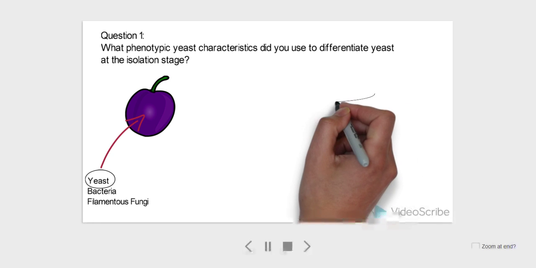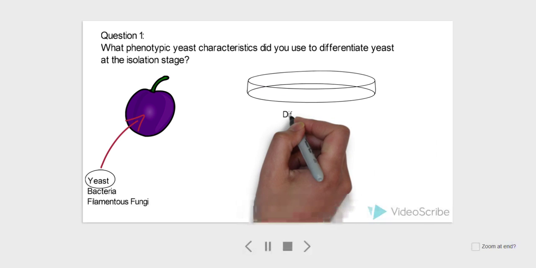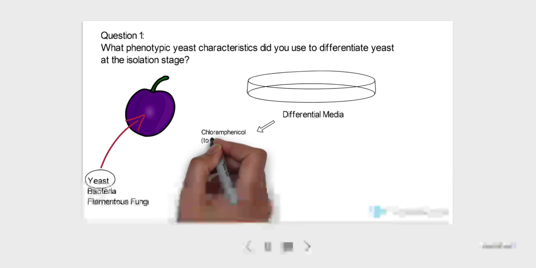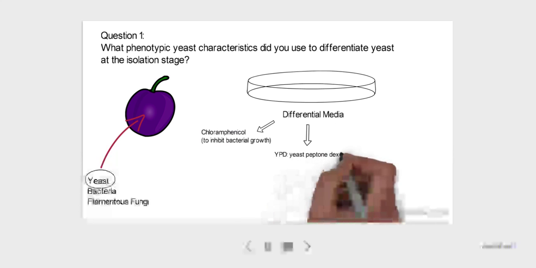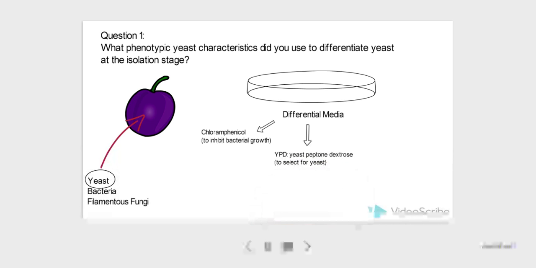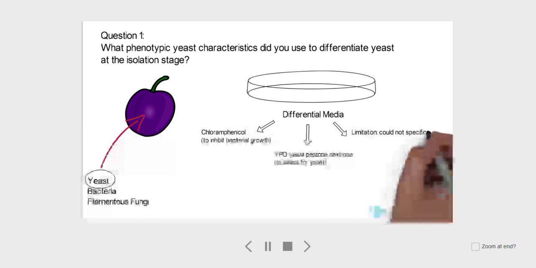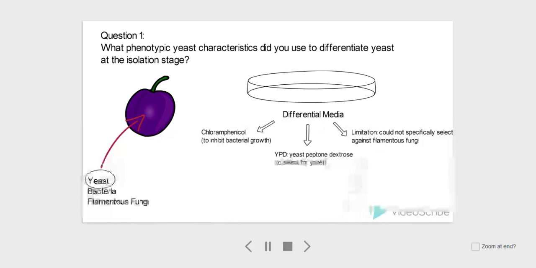To accomplish this, we added chloramphenicol to our growth media to inhibit bacterial growth, because chloramphenicol is bacteriostatic. At the same time, we also used YPD media, which is yeast peptone dextrose, and that selects for yeast only. A limitation of this method was that we could not specifically select against filamentous fungi, so there was some mold contamination during isolation, but we were able to eliminate this by increasing the concentration of glucose.